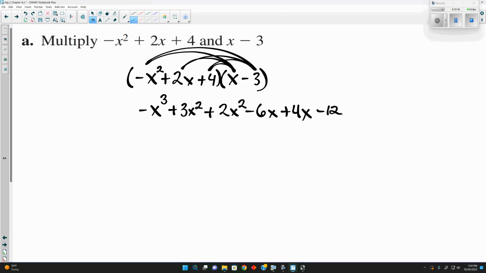Combine like terms. So negative x cubed, well, 3x squared and plus 2x squared is plus 5x squared. Negative 6x plus 4x is negative 2x. Minus 12.